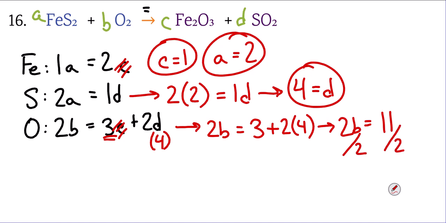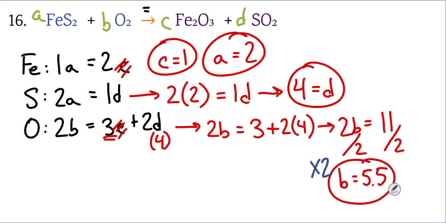When we do this, we find out that B equals 5.5. Since we're not allowed to have halves in our balanced chemical equation, we'll double everything. 2 halves equals a whole. This ratio that we created was true. We just have to maintain it when we arrive at our simplest whole number ratio.